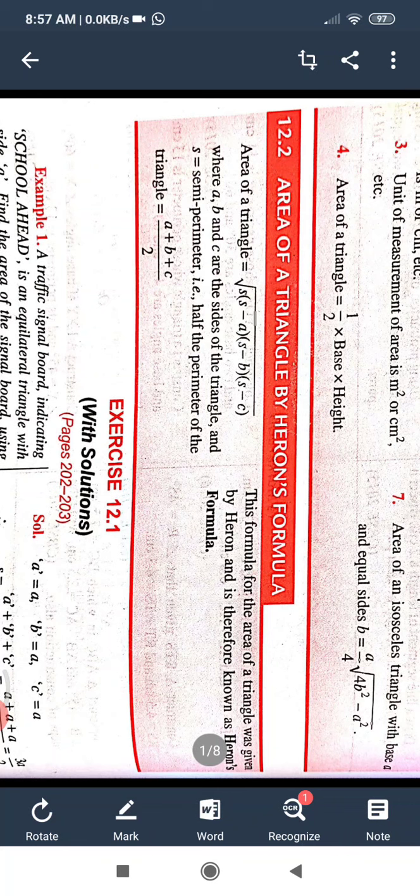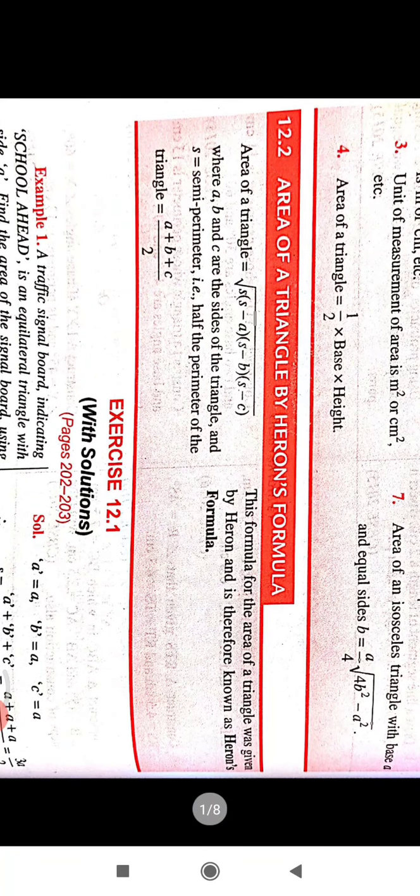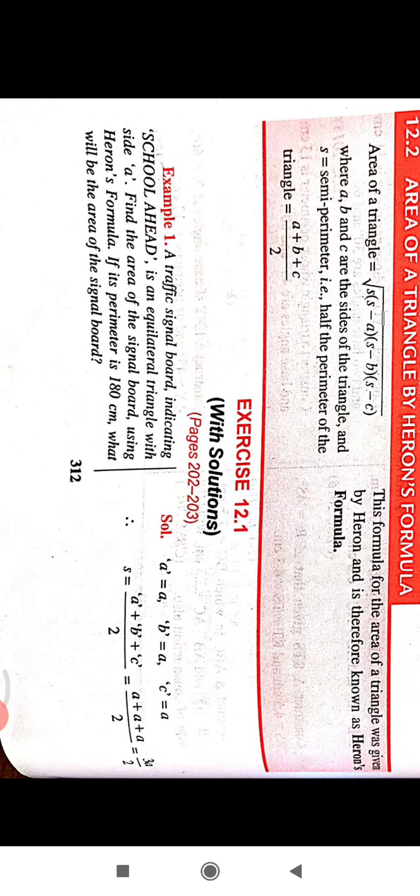Semi-perimeter means half of the perimeter, and we can find the semi-perimeter s equal to (a plus b plus c) upon 2. Make the sum of the three sides and then divide by 2, and we will obtain the semi-perimeter s. This formula for the area of a triangle was given by Heron, and therefore it is known as Heron's formula. So this was about the introduction.